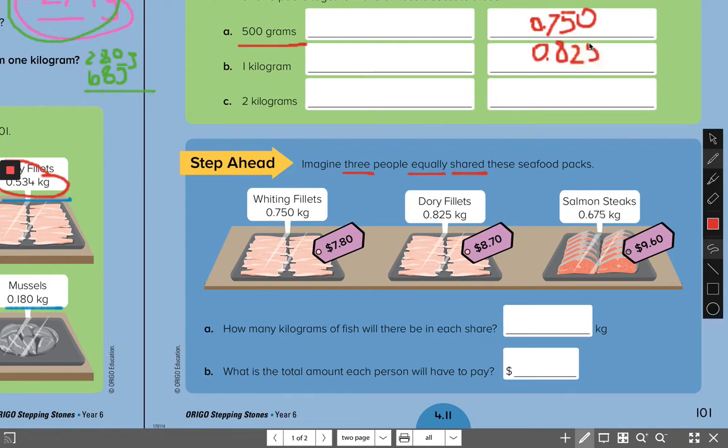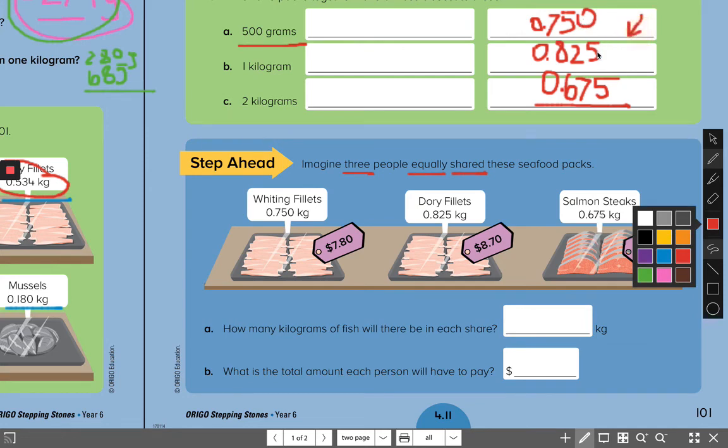825, and then you have to add as well 0.675. The step ahead is quite hefty today, so we're going to add these values together to get the total, and then we'll have to divide the total by 3 to get how many kilograms of fish will be in each share. It's going to be a good practice for us. So let's start. We always start from here.